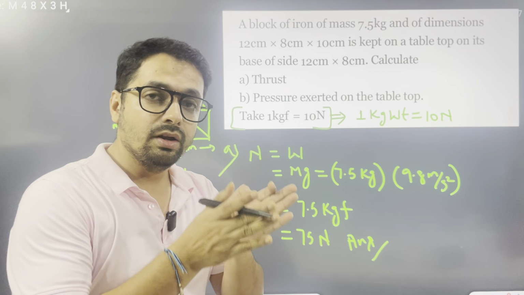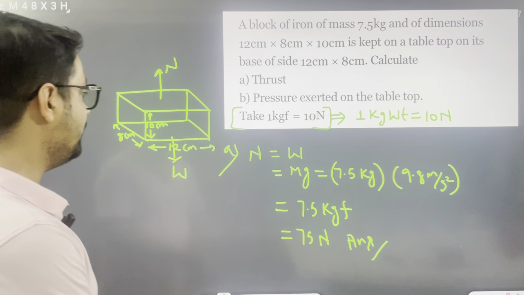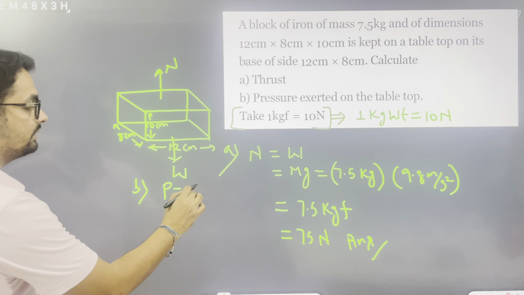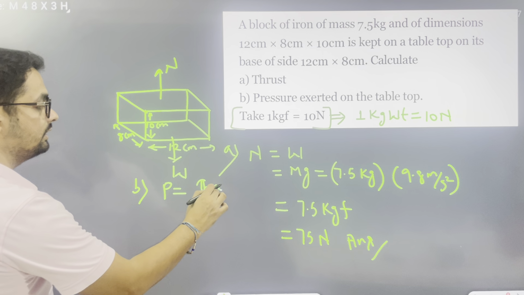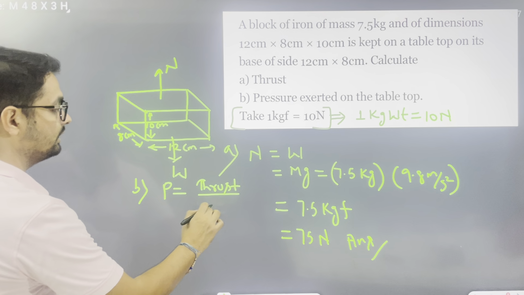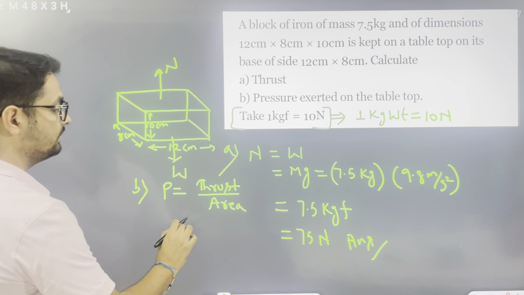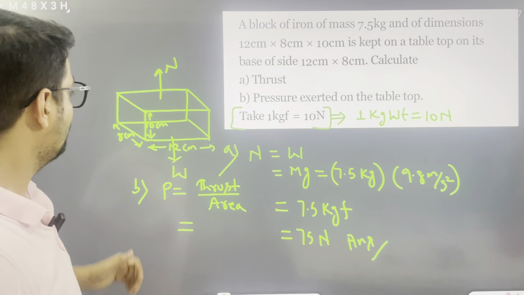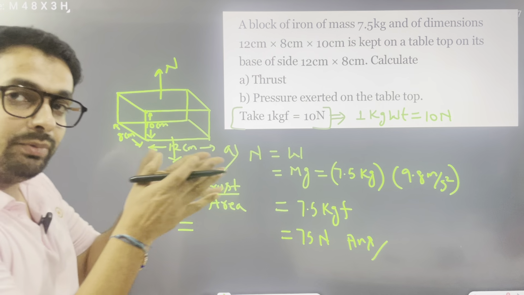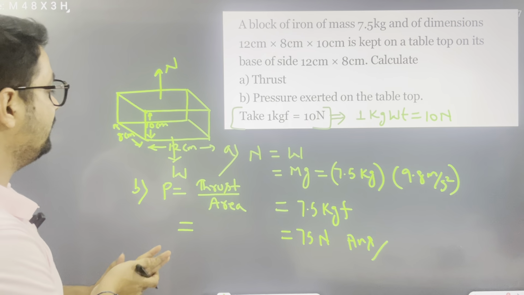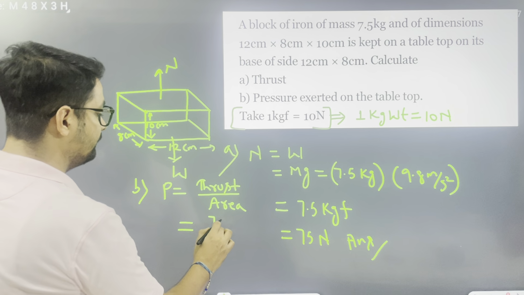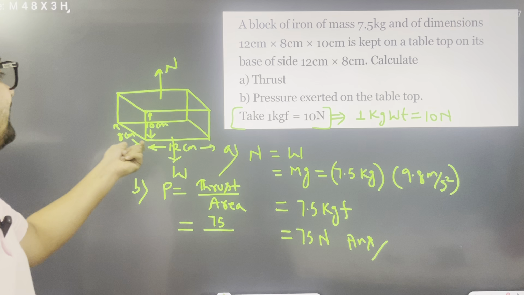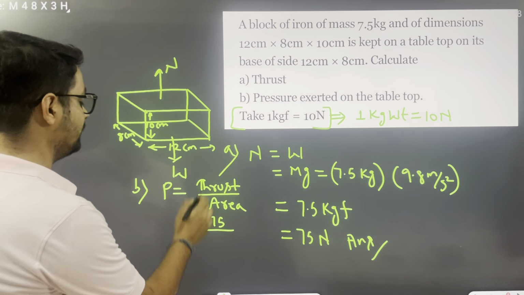Next question is pressure exerted on the tabletop. What is the pressure? Thrust per unit area. Okay. So pressure is thrust by area. Now what is the base area? 8 centimeter into 12 centimeter, because the pressure acts on the base area only. Why? Because this base is on the table. So here thrust is what? 75 Newton. And area is what? 8 into 12, but it is in centimeter. So you can convert in meter square.